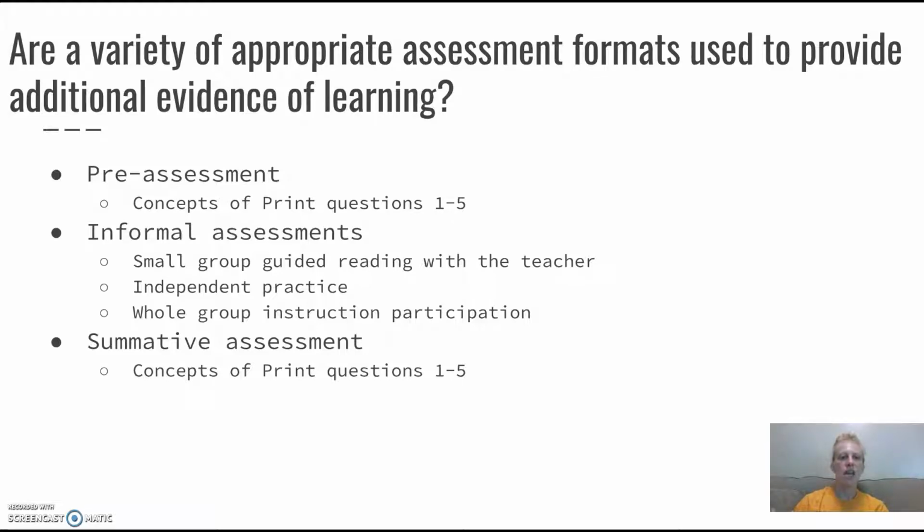I can just see how they are doing. During their independent practice, my para is coming around and seeing how students are doing. And then during whole group instruction, I see if they are participating.